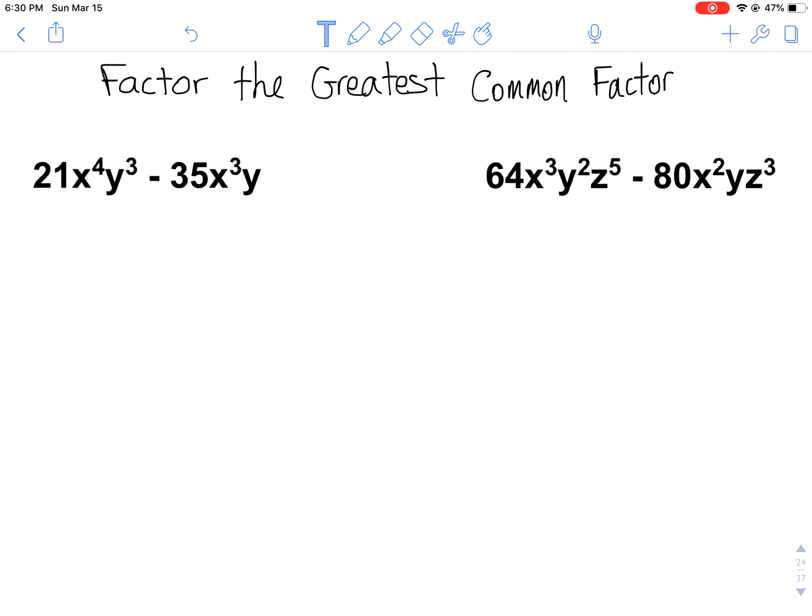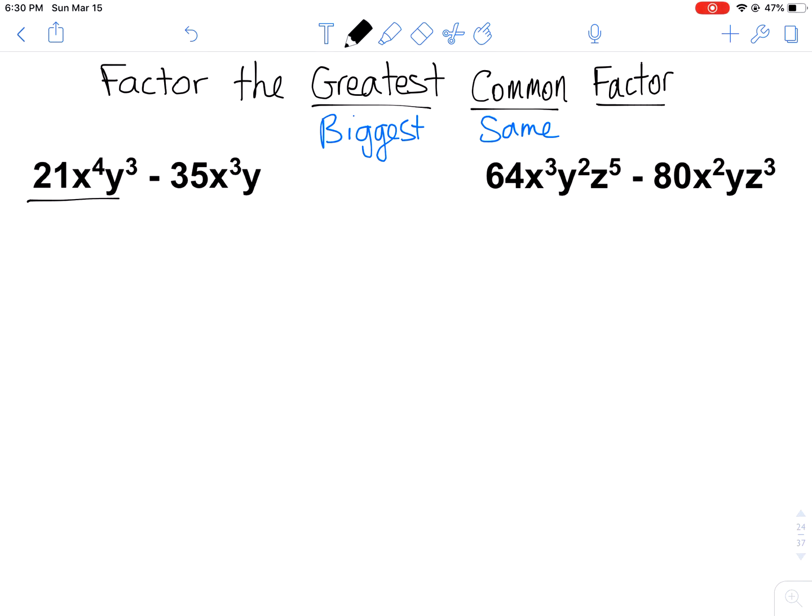Alright, so this video is all about how to factor using the greatest common factor. So if you remember, greatest common factor means basically we're trying to find the biggest factor that's the same. Okay. So we're going to start with this first problem over here on the left.